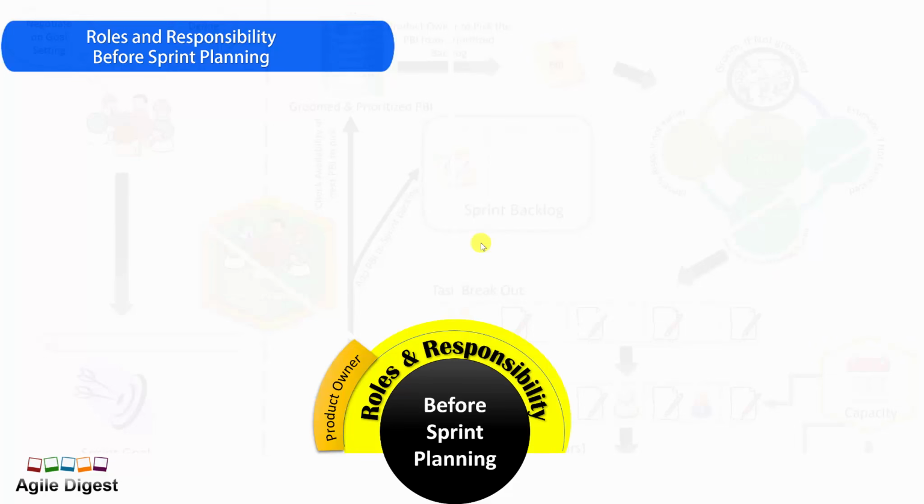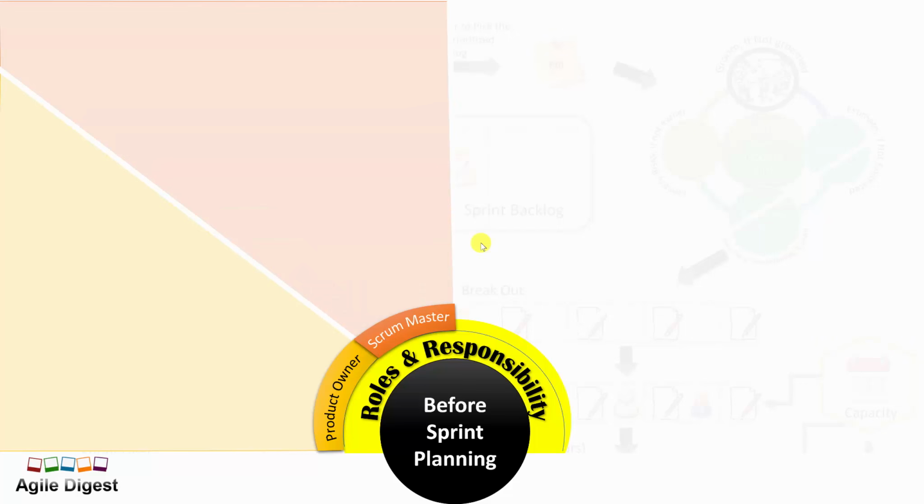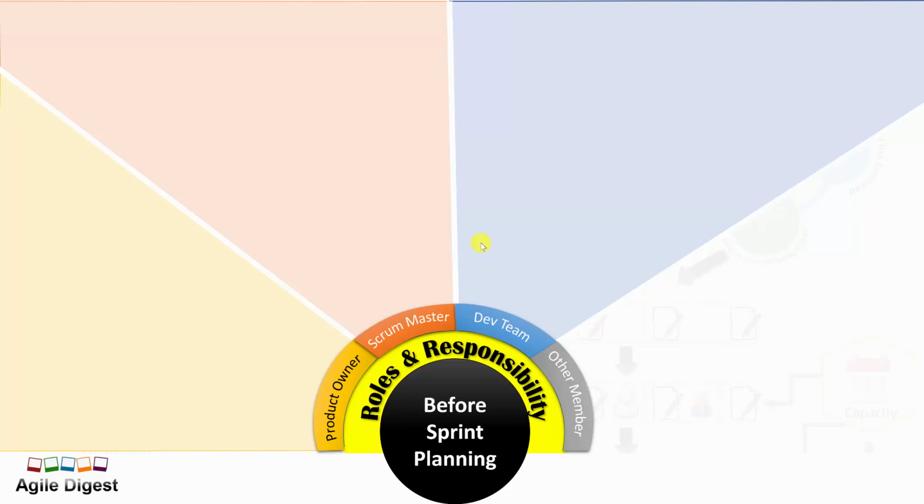So we have product owner, we have a space for product owner where we can have their roles and responsibility. We have Scrum masters, and they have their own areas where they will be having their roles and responsibility. And we have our development team who also participate very actively in sprint planning meeting, and they have their areas. And we can also have third party members where they will be having their roles and responsibility.